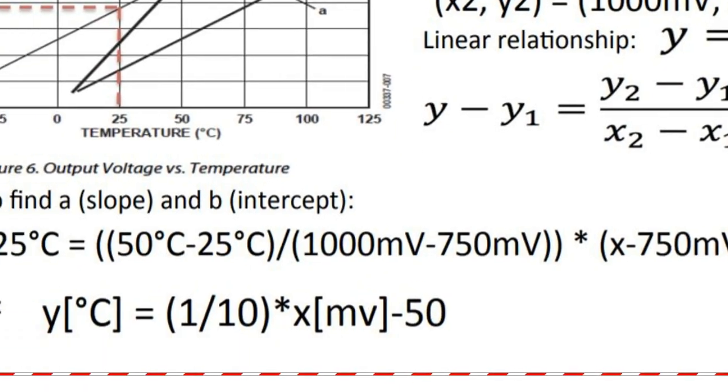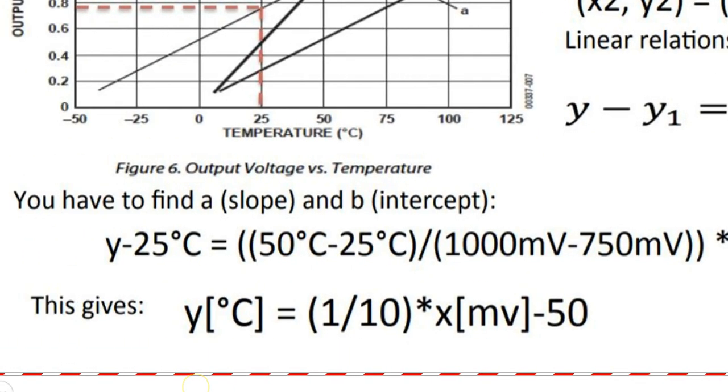Now technically we are looking at the last equation over here, where we want to find what is the y in degrees Celsius, which equals 1 over 10 times the output of the voltage in millivolt. So what happened is that you can see that the initial output voltage from the temperature sensor is in volts.